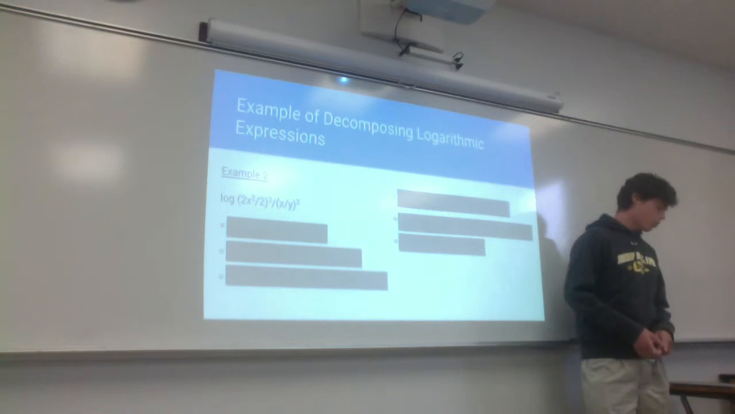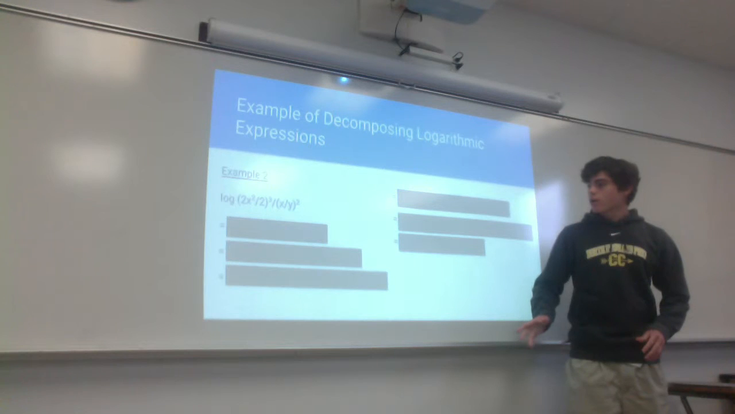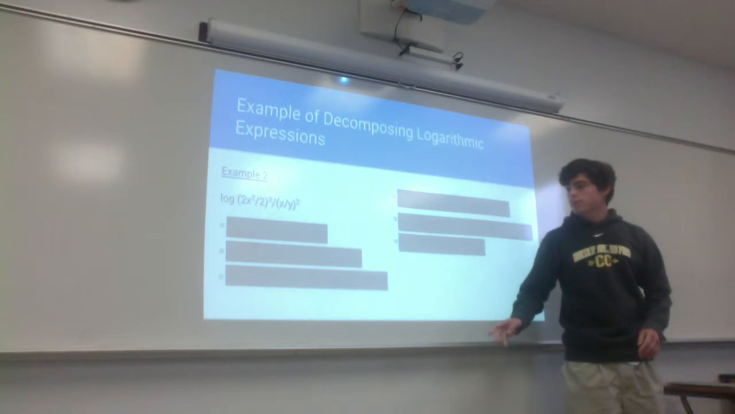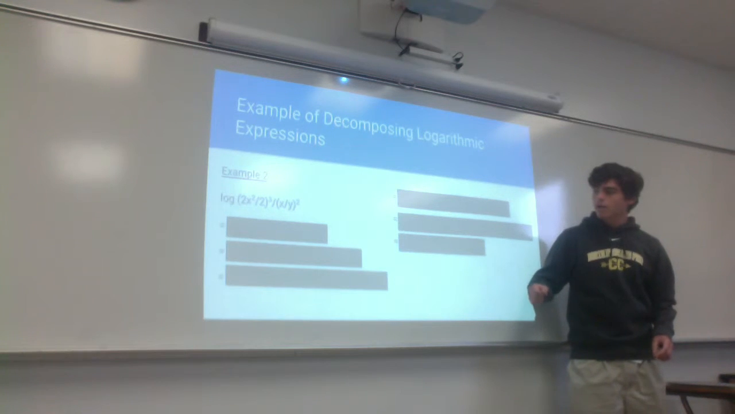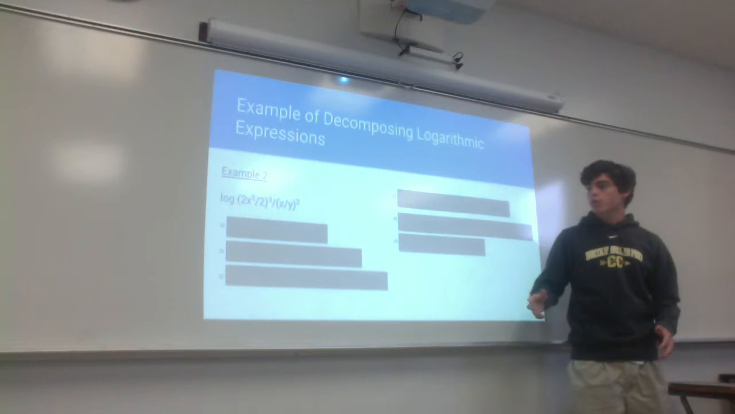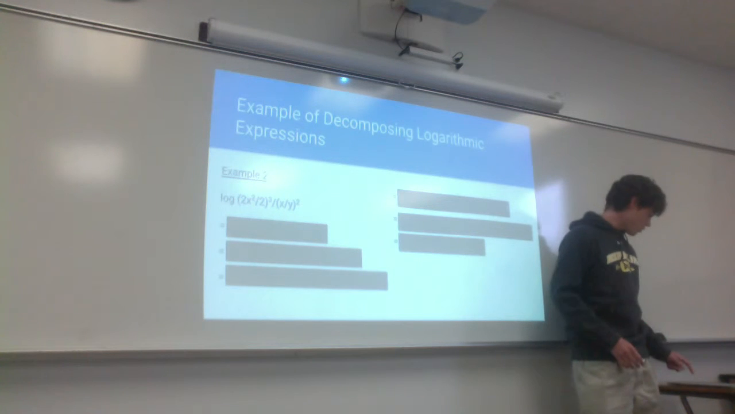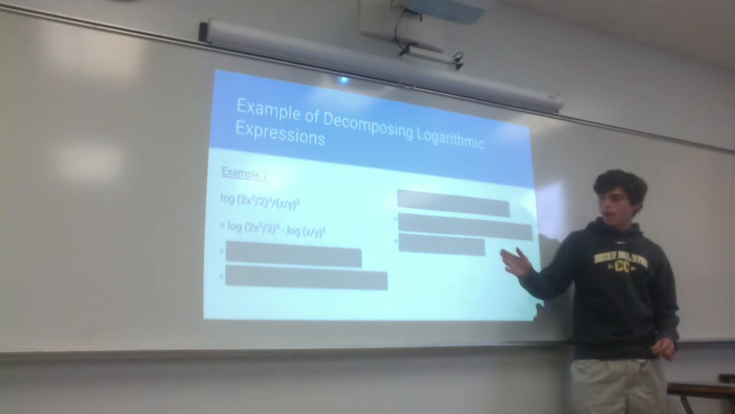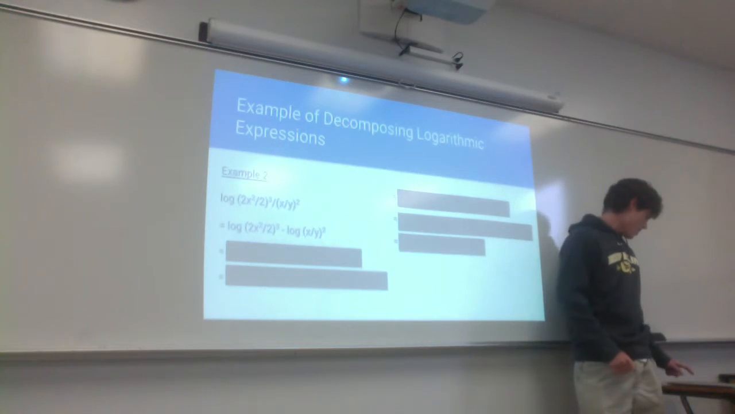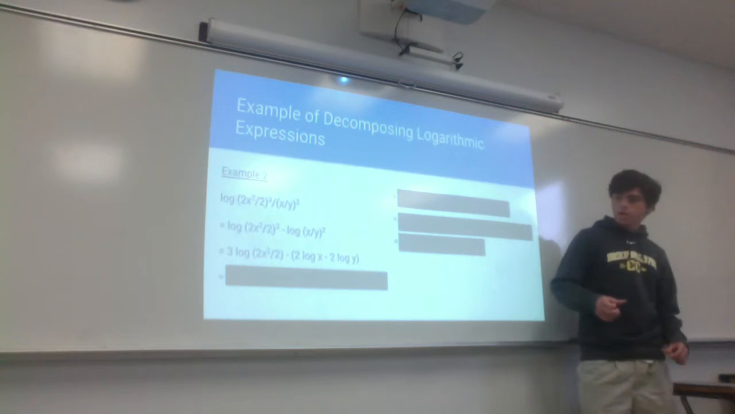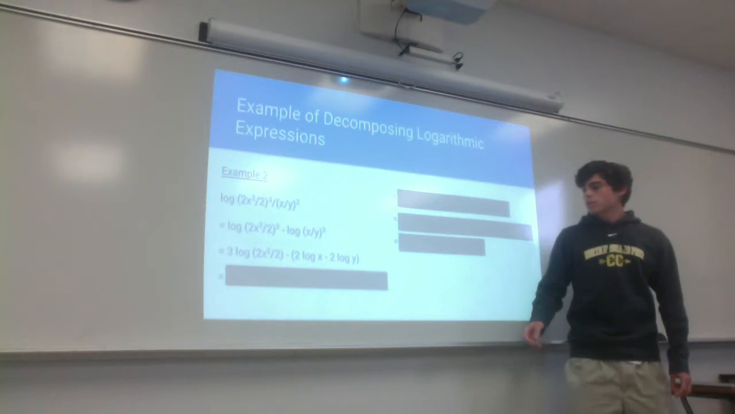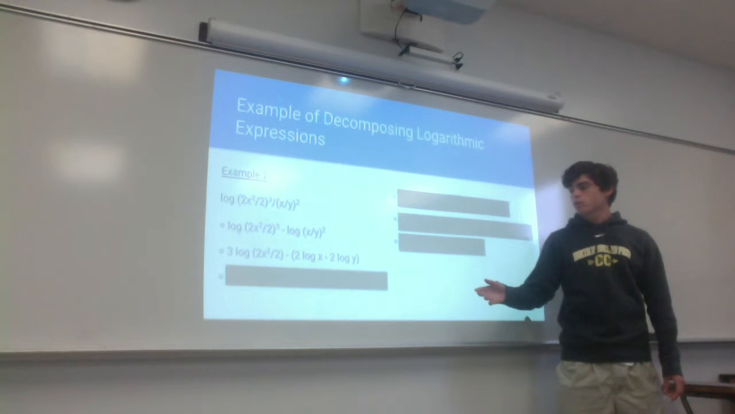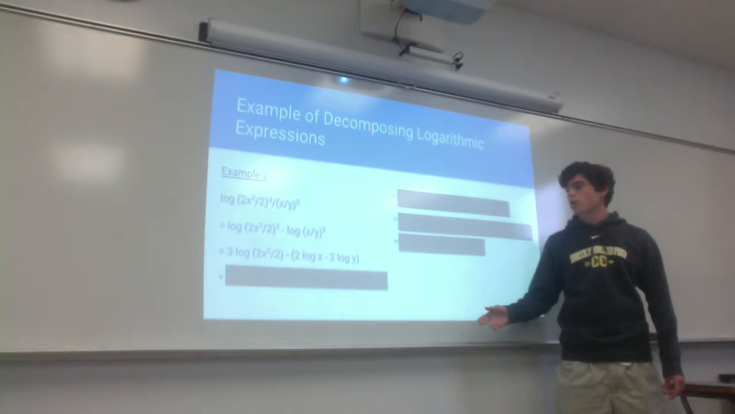So, one more example. This one's a little more complex. However, if you take it one step at a time, you see those two terms are being divided, the 2x squared over 2 to the third, and x over y squared. So you separate those and subtract one from the other. Then you take the exponents and put them out in front. So you get 3 log of 2x squared over 2, minus 2 log x, minus 2 log y.